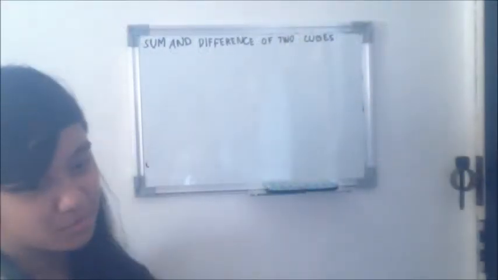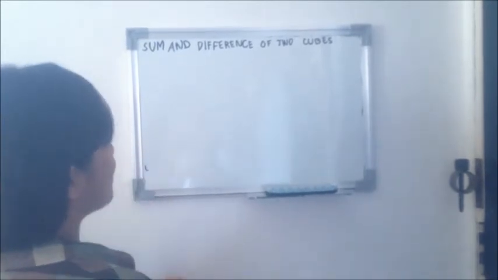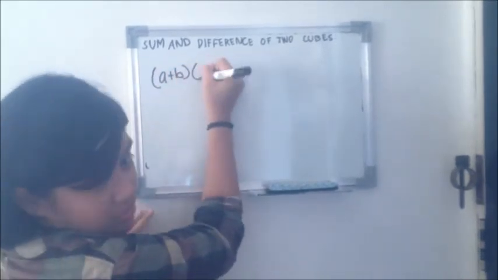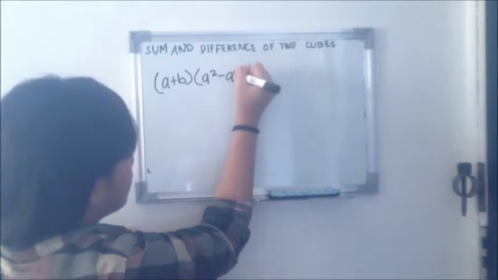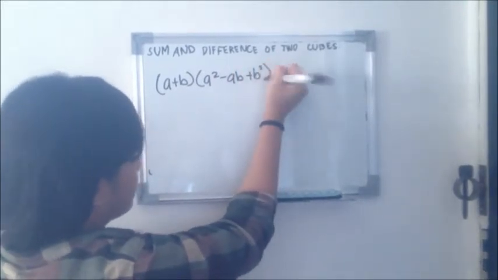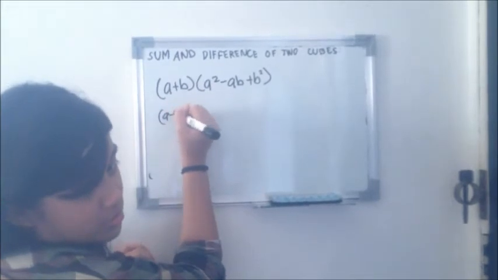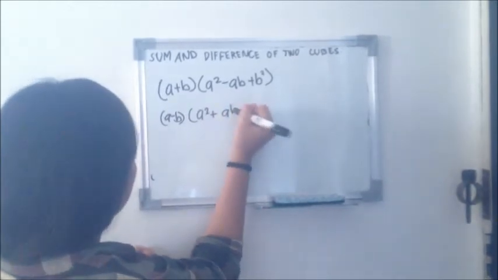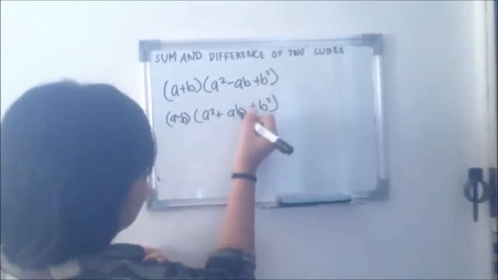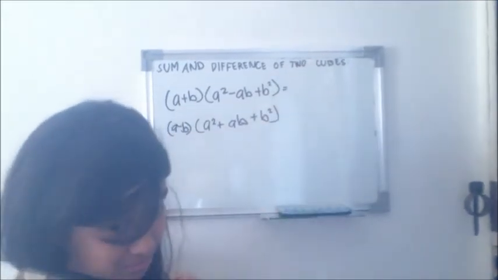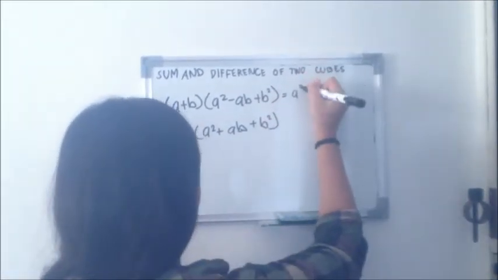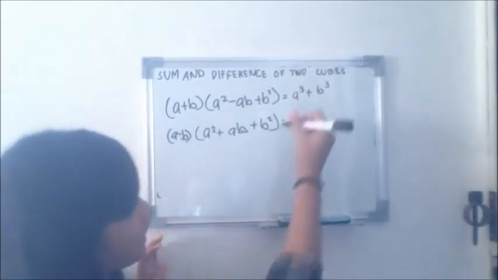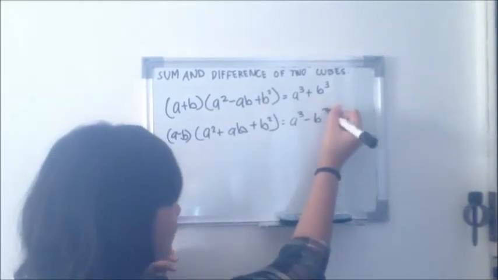Sum and difference of two cubes. This is the general formula of sum and difference of two cubes. A plus b times a squared minus ab plus b squared, and a minus b times a squared plus ab plus b squared. Tapos, yung sagot dyan, a cube plus b cube. Tapos dito, a cube minus b cube.